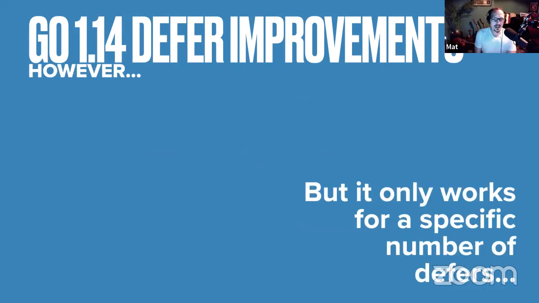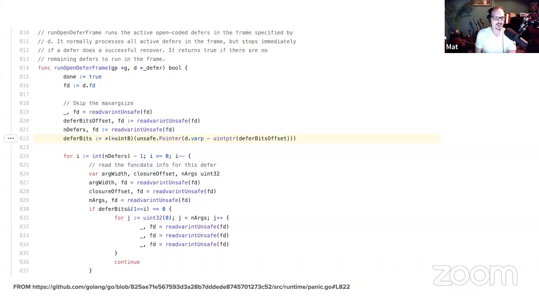However, this will only work for a specific number of defers, and I found the code that gives us a clue to how many defers this optimization works for. By the way, if you go over this and it doesn't fit this case, it just falls back to the previous 35 nanosecond defer. So it'll always still work. But in order for you to get this optimization, there's a maximum number of defers you should use in a function. This is the code that tells it.